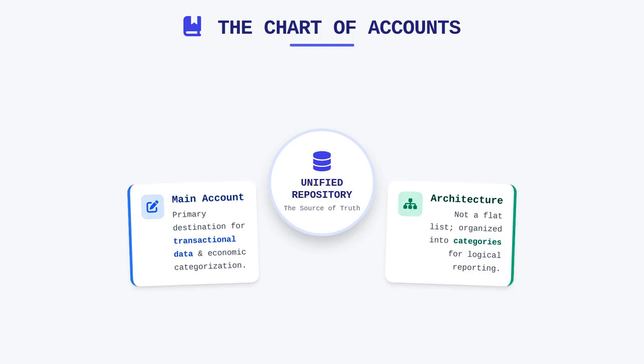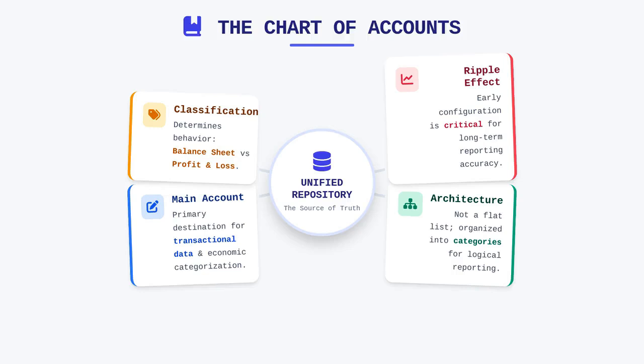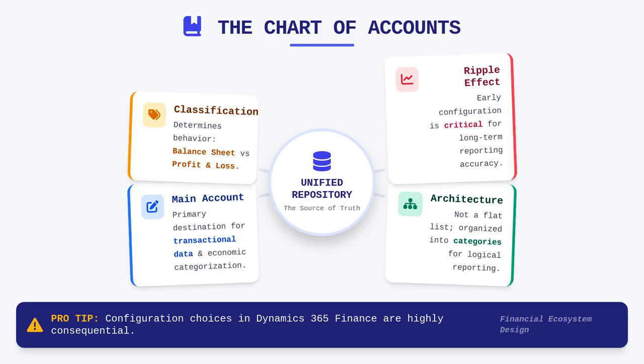You must organize these accounts into categories that facilitate logical reporting and analysis. Each main account requires a classification that determines its behavior, such as whether it functions as a balance sheet item or a profit and loss component. This design choice ripples across your entire financial ecosystem, making configuration choices early on highly consequential for your reporting accuracy.